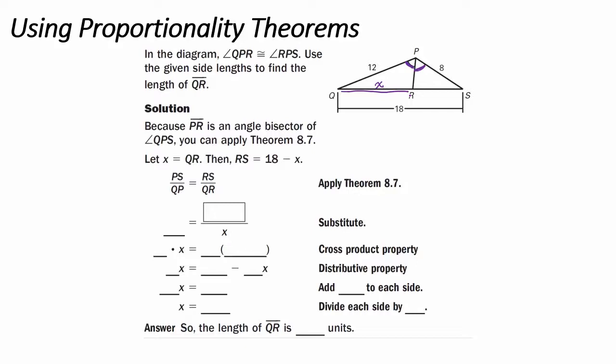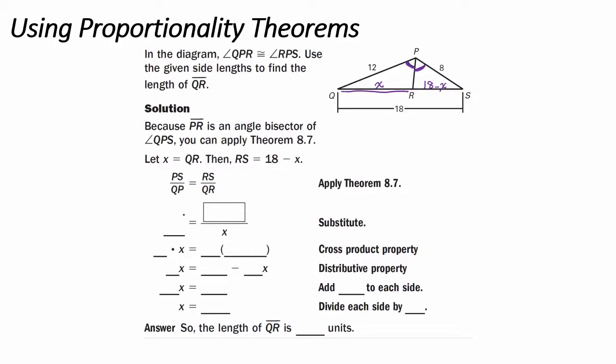So let x equal QR, and then RS, which we don't know the length of either, but we know that if we find QR, we can find RS by taking the total length, which is 18, and subtracting x from it. So I can say that this length RS is 18 minus x. I can now write a proportionality statement of PS, which is this line over here, over QP, which is this other diagonal line, is equal to RS over QR.